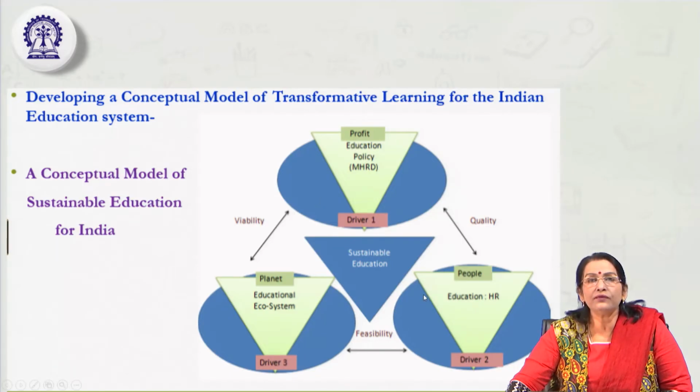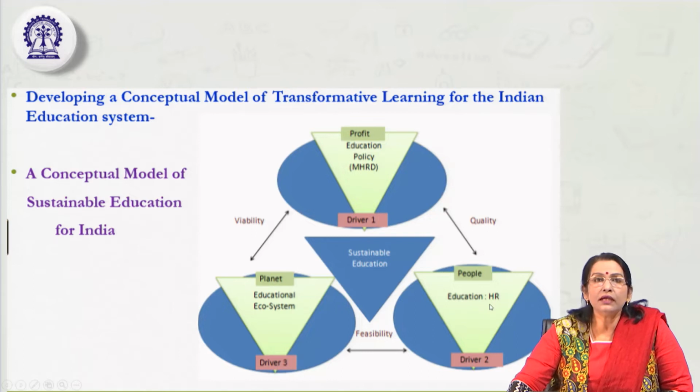Now let us see how it functions, how the drivers interact and correlate with each other. Every driver interacts with the other drivers. When driver 1 and driver 2 interact, that is, economic policy and budget allocation with the human resource, that decides the quality. We have to ensure that the output of these two drivers' interaction enhances the quality of education. So our emphasis is on enhancing the quality of education.